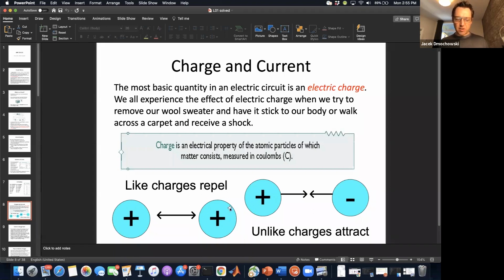So these two like charges are repelled. Again, this is a fundamental axiom. You just have to take this for granted. And so again, if I want to bring these two charges together, then I have to apply energy. And if I want to separate these two charges, I have to apply energy. And the amount of energy that I apply is called the voltage. So that's what voltage is: a form of potential energy.